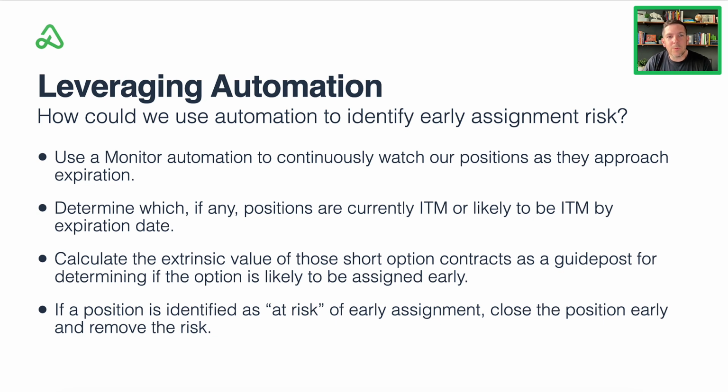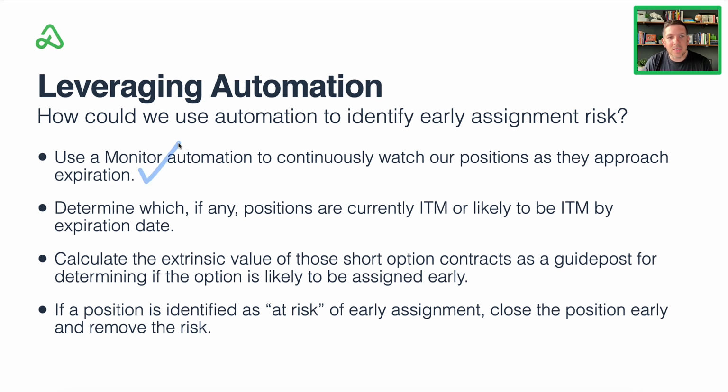So what we can do is use a monitor automation inside of Option Alpha. Again, I've built one out for you guys. I'll show you how I use it inside of my bots, then you can bolt it onto your bots as well. I'll have links to all these in the description below. But we're going to use a monitor automation to continuously watch our positions as they approach expiration.